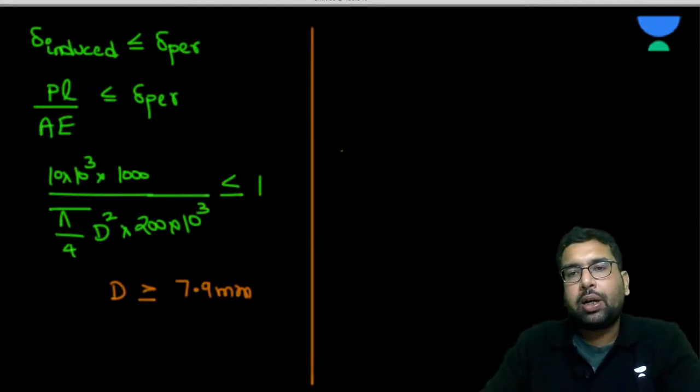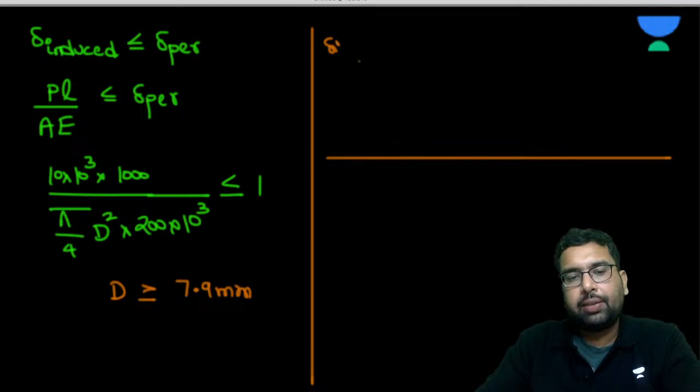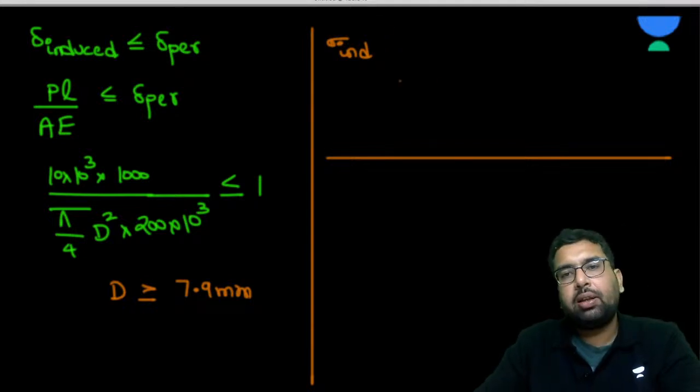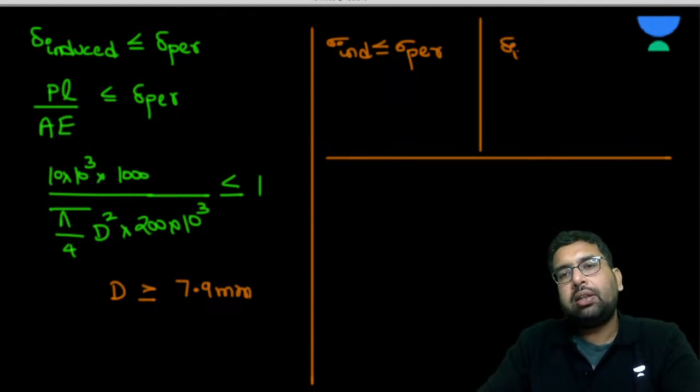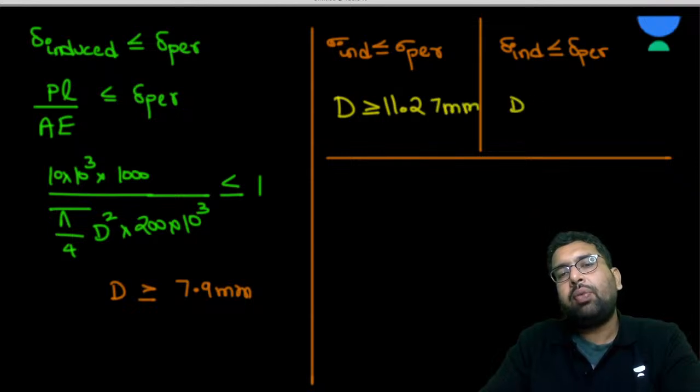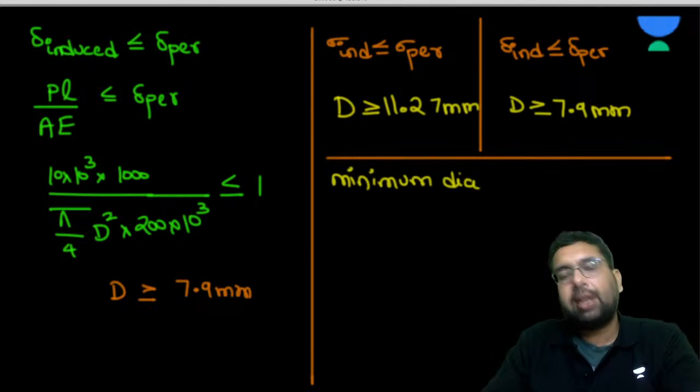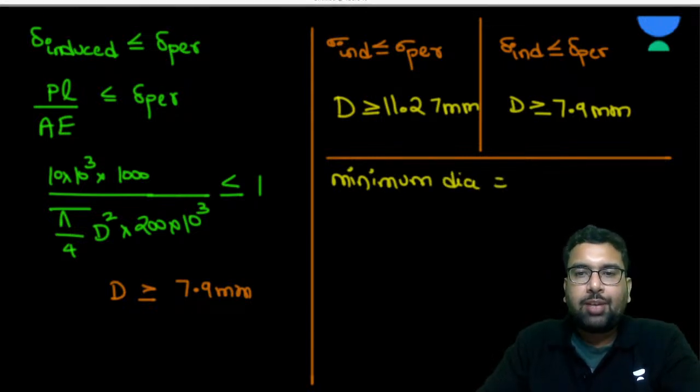You had two conditions. One was that whatever stress is coming in the body shall be less than or equal to the allowable or permissible stress. And the second condition is that the elongation coming in the body shall be less than or equal to the permissible elongation. From here you are getting D is greater than or equal to 11.27 mm, and from here greater than or equal to 7.9 mm. So now they are asking you the minimum diameter. What shall be your answer? Can any live student please answer me? What shall be the minimum diameter?